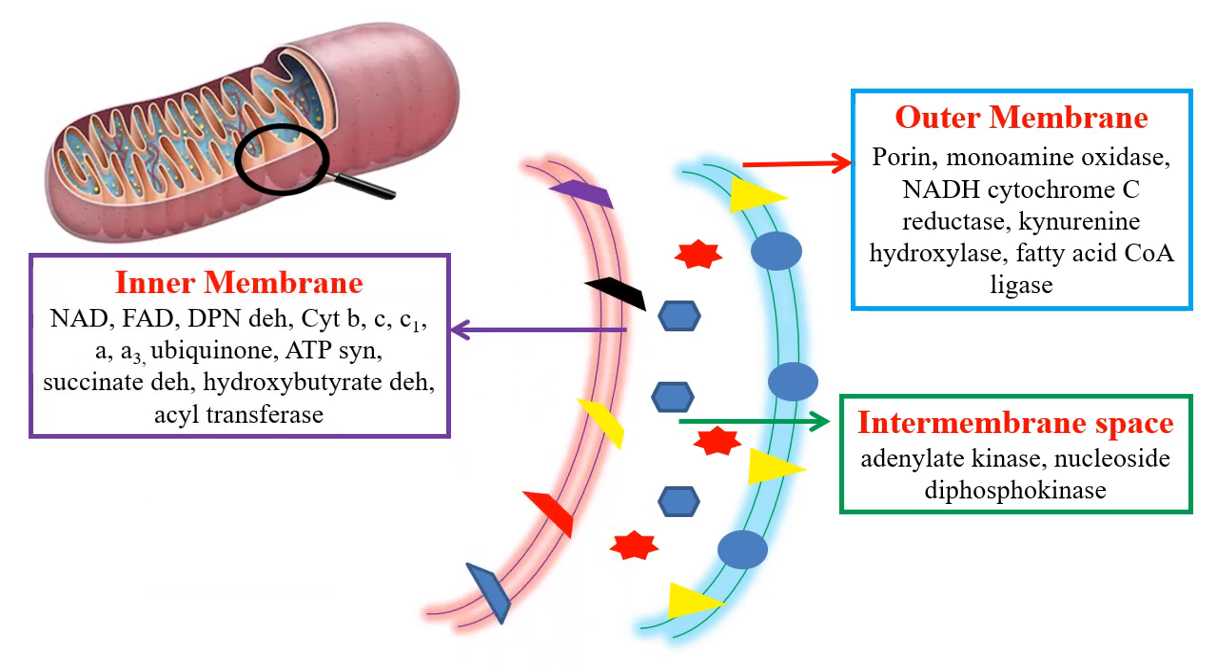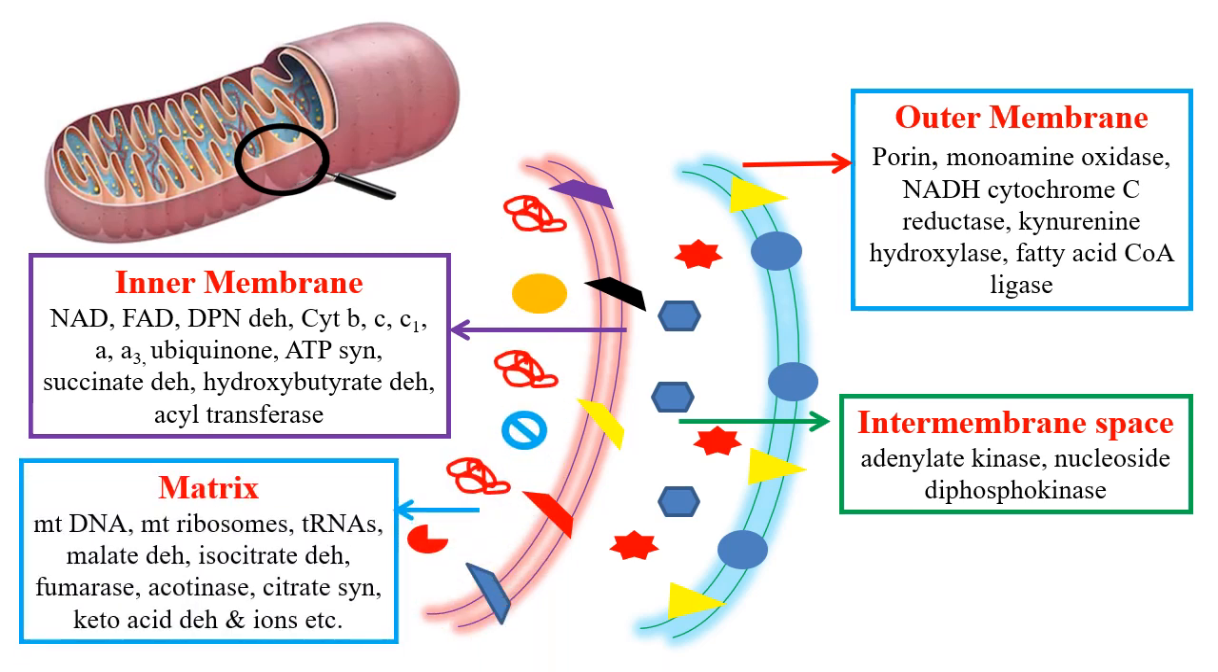The inner membrane contains significant enzymes such as nicotinamide adenine dinucleotide, flavin adenine dinucleotide, diphosphopyridine nucleotide dehydrogenase. The DEH here is for dehydrogenase. The short form has been used because of space constraint. Cytochromes b, c, c1, a3, ubiquinone, ATP synthetase, again SYN is for synthetase, succinate dehydrogenase, hydroxybutyrate dehydrogenase, acyl transferase.